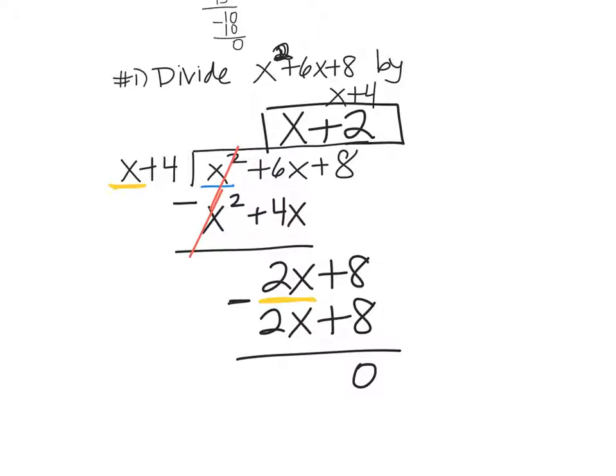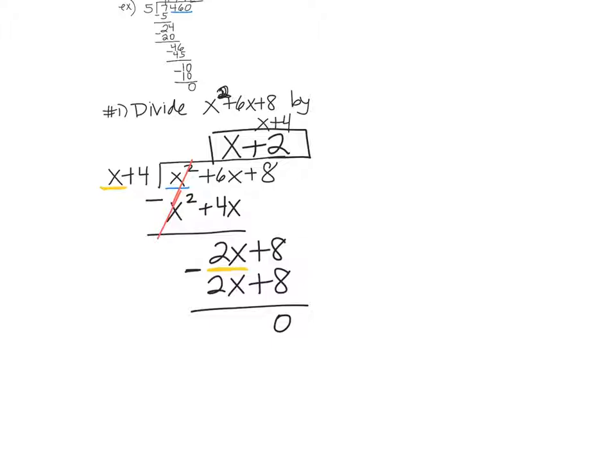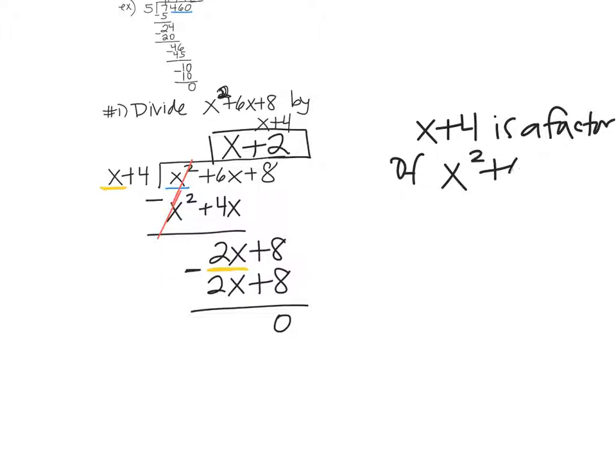When we take x plus 4, divide it into x squared plus 6x plus 8, your answer is x plus 2. Now that tells you a few things. You know what it tells you? It tells you that x plus 4 is a factor because the remainder was 0. It's a factor of x squared plus 6x plus 8. It also tells us that x plus 2 is also a factor.